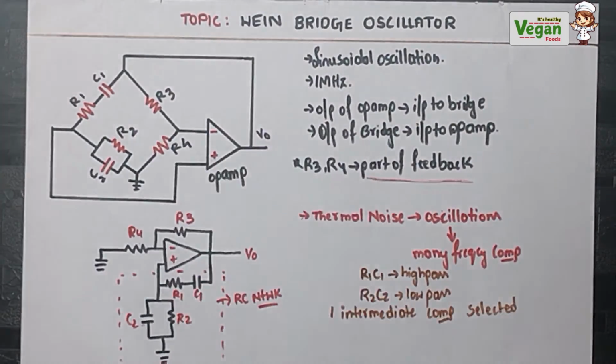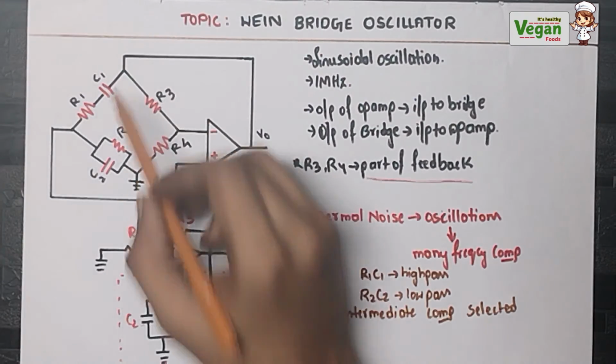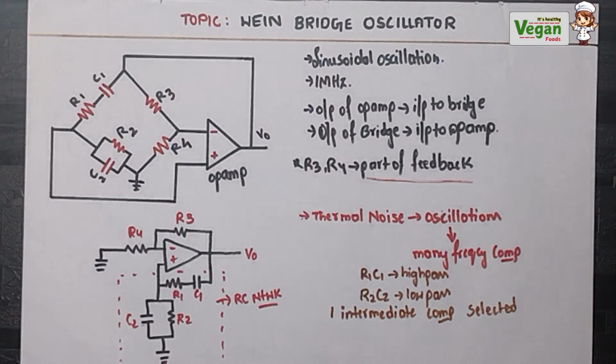It will act as an input to the operational amplifier, then the output will come, and the output will act as an input to the bridge circuit. So this process will continue.